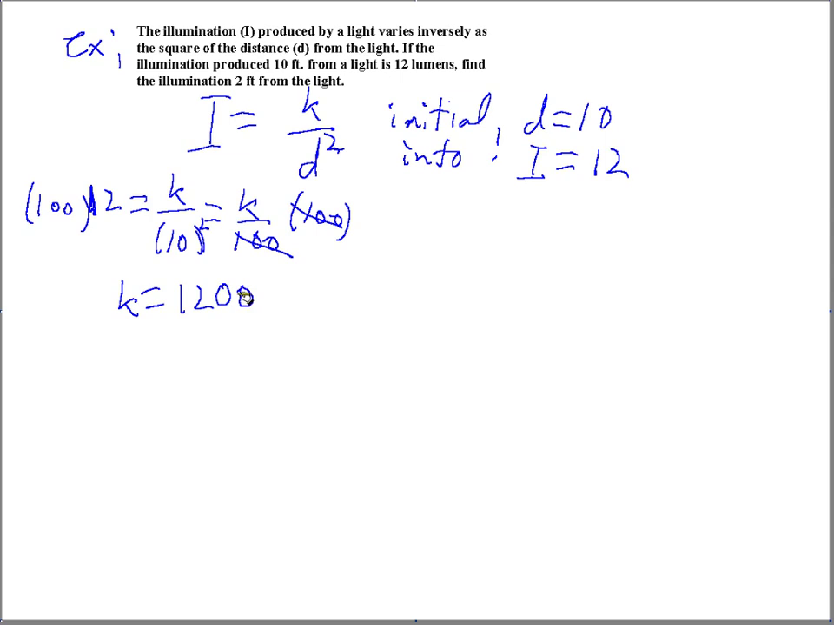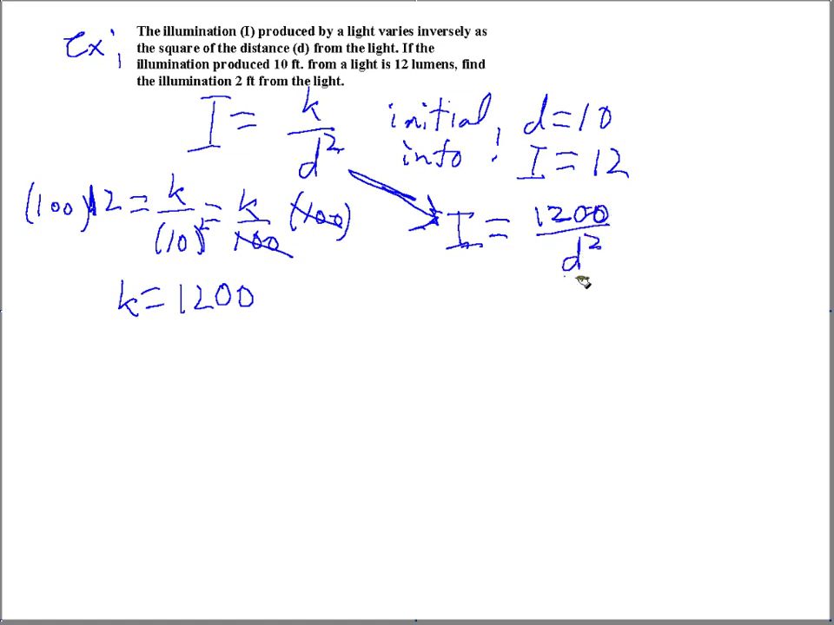All right? So we have K. Now let's go ahead and plug it back into the original equation and finish the problem out. So this equation becomes I equal to 1,200 divided by D squared.